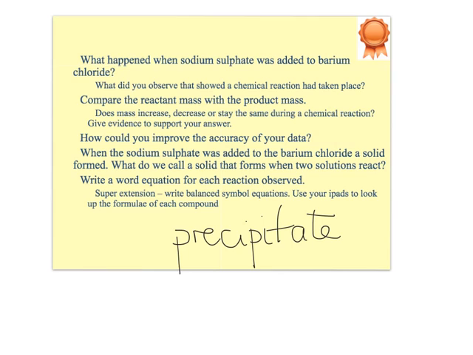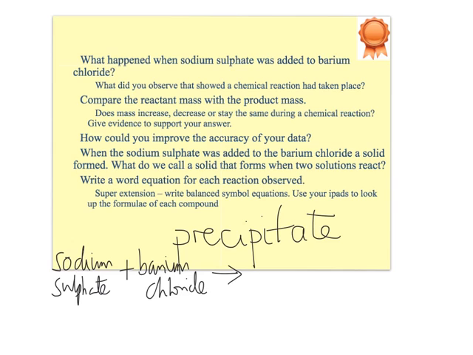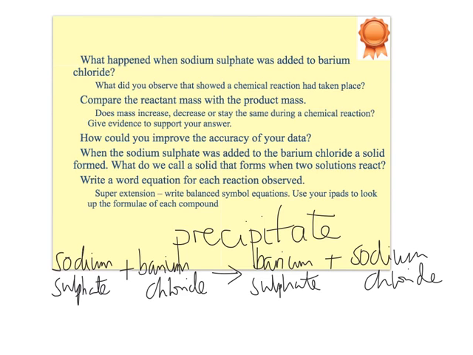So it is sodium sulfate plus barium chloride. Right, you're going to swap round the metals. So you're going to swap round the sodium and the barium, okay? So you're going to make barium sulfate plus sodium chloride. Right, and for those of you who are on the ball, you know what sodium chloride is.